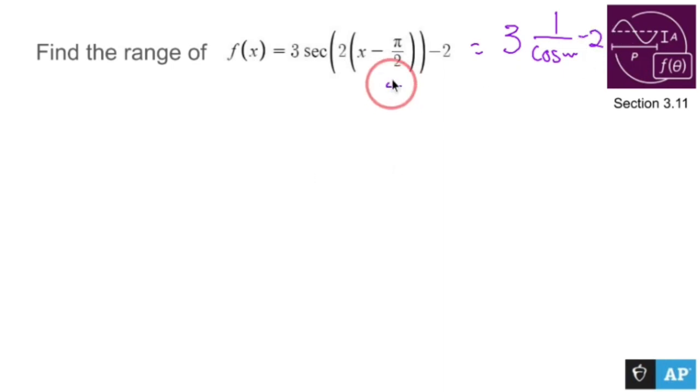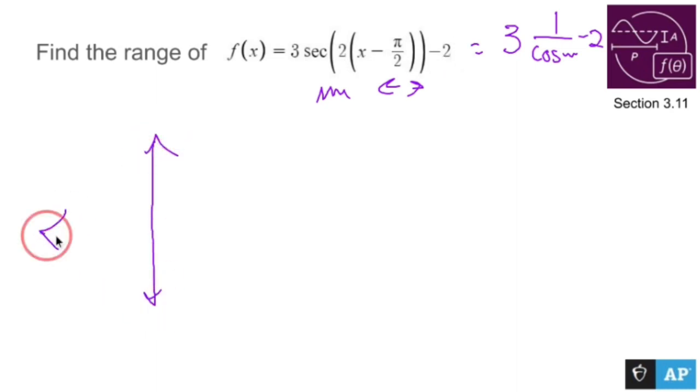Me moving left or right or changing the period is not going to change my range. However, me changing the height of my function, or where the height begins, gives me my graph. So if I look at this very rough sketch, comparing 3 cosine minus 2 as my rough draft, I'm going to draw that out and not be too fussy about it.